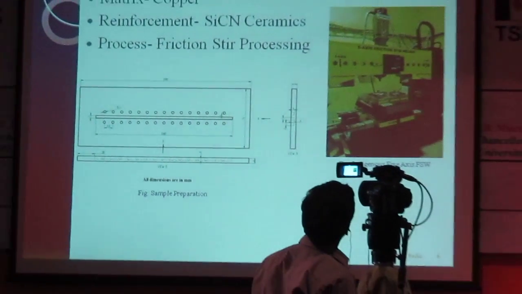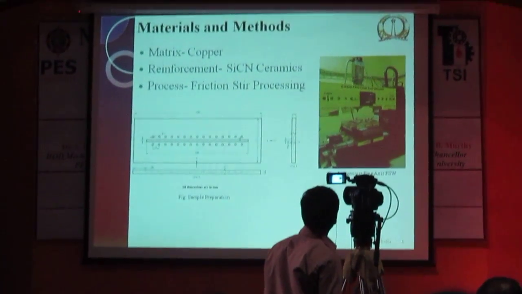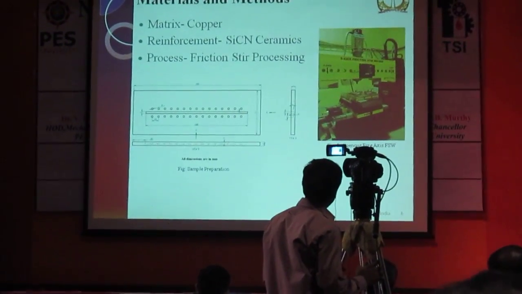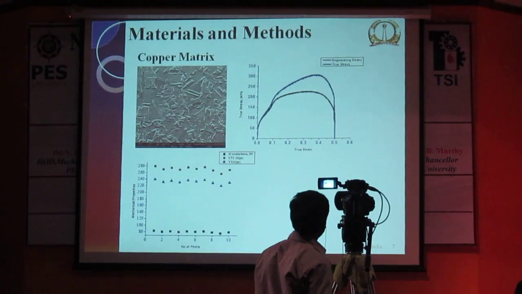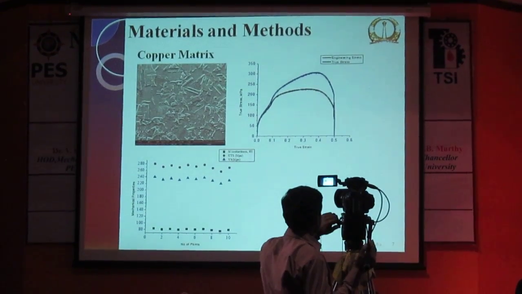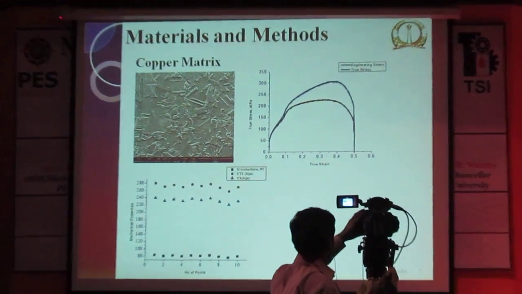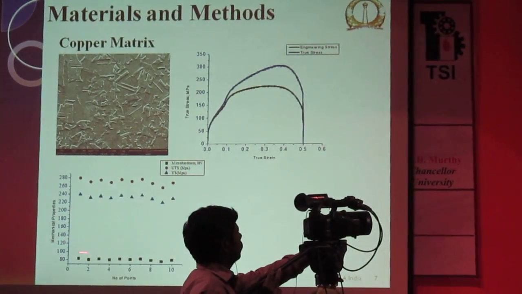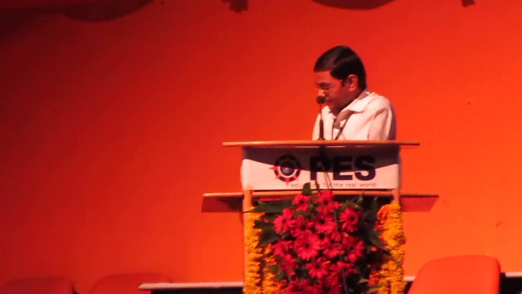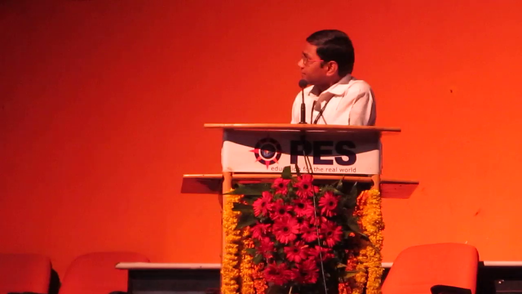And this is the machine we have designed in the lab, where I did all experiments. This is the microstructure. This is a very good microstructure of the copper matrix, and these are the mechanical properties of the base metal before processing. We had 80 HV hardness and 240 MPa strength.